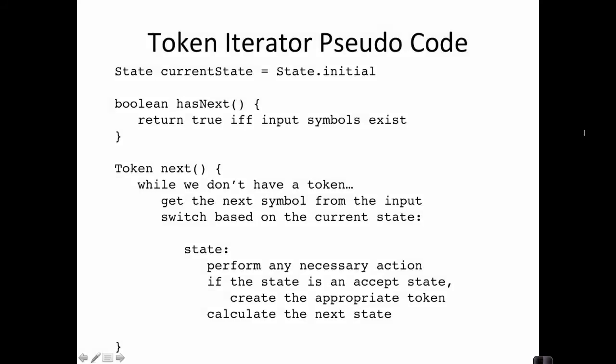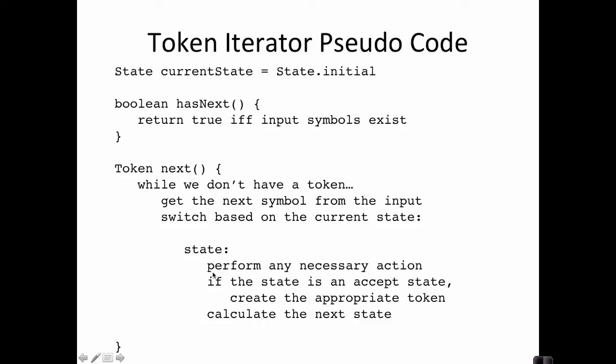Here is the general form for the pseudocode for the tokenizer. I would implement it as an iterator, and so you have a has next that basically just checks to see if we're out of input symbols. And then the next operator actually goes and gets another token. The way that works is, while we don't have a token, we ratchet our way through the state machine. We get the next symbol from the input, which is a single character, and then we switch based on the current state. This is where we use the transition table that I showed you before.